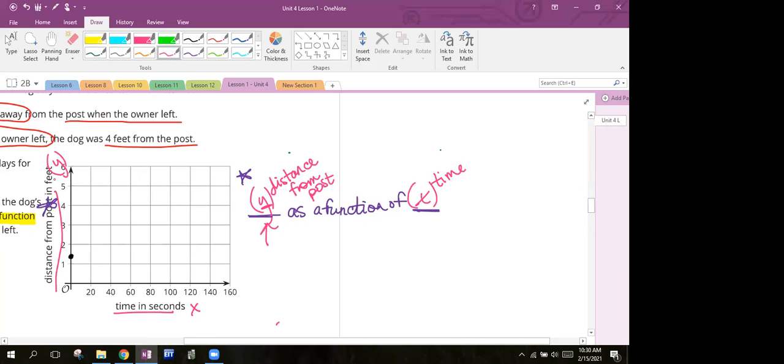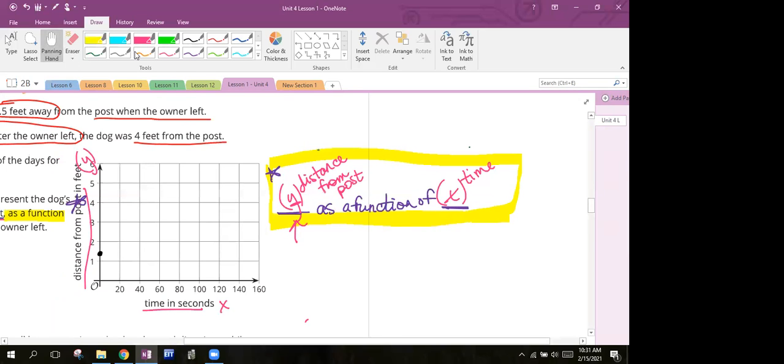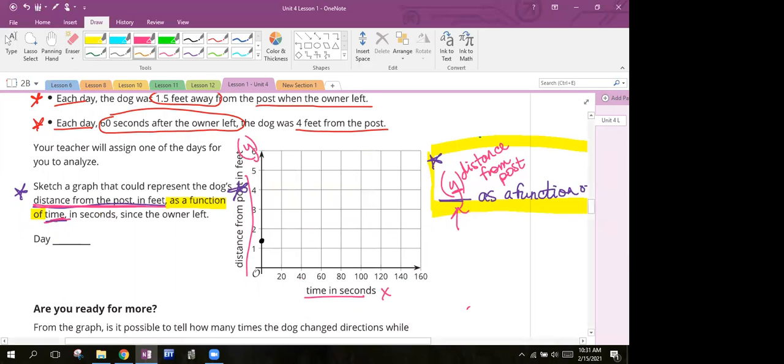But sometimes they're not going to give you the graph. They're not going to give you any of that information, and you're just going to have to know based off of this wording which one's your x value and which one's your y value. So a description of a function will always be written as something as a function of something else.